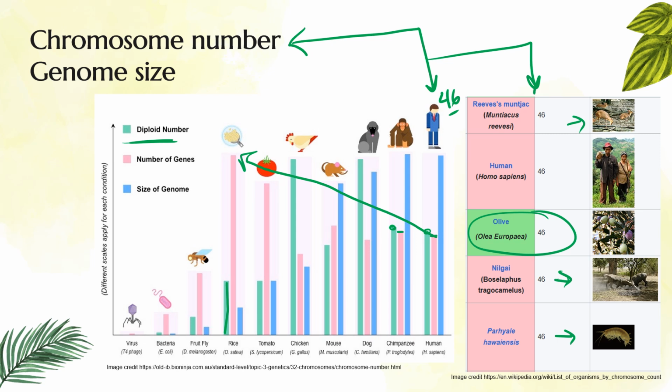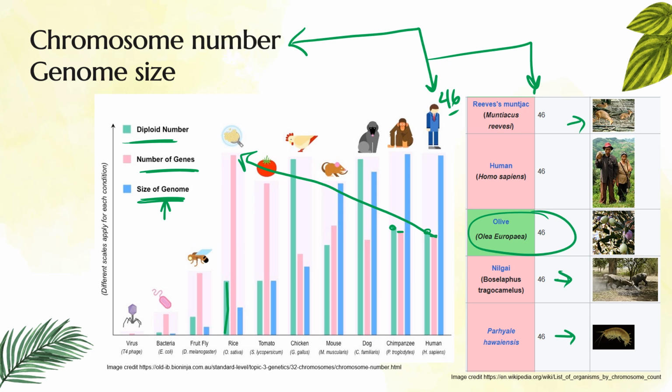This is super interesting, right? So the number of chromosomes doesn't necessarily relate to the number of genes. And also, the number of genes doesn't necessarily correlate with the size of the genome. The genome is the collection of all the DNA in an organism.